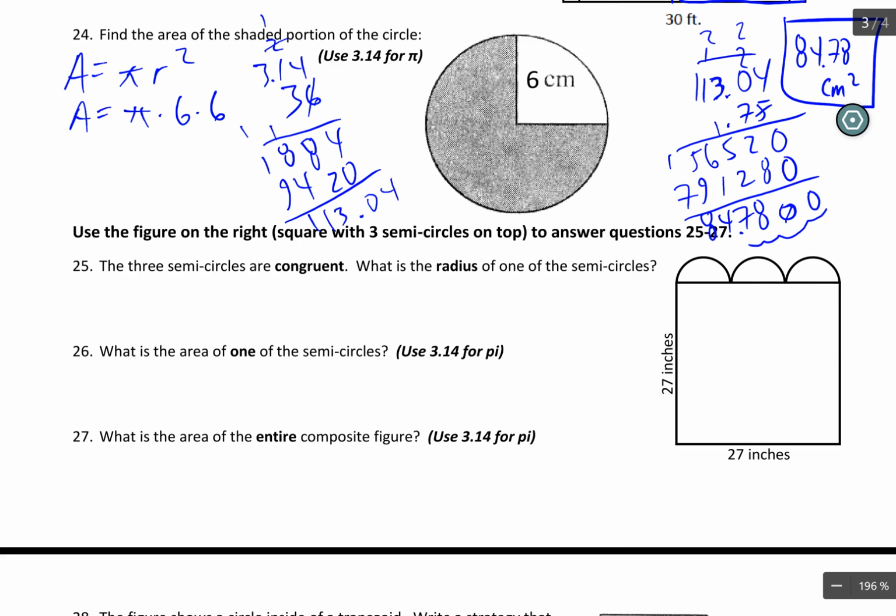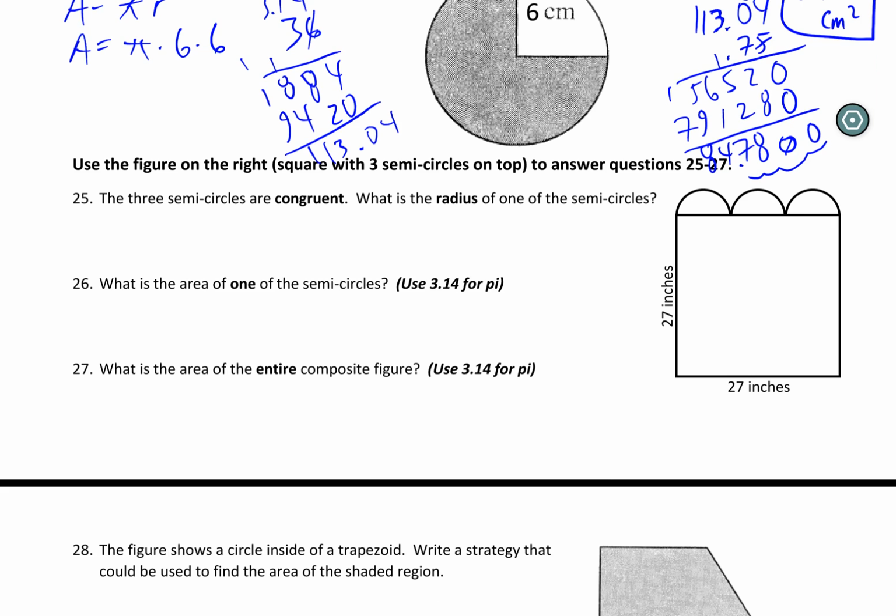So question 25, it says that the 3 semicircles are congruent. So I have these 3 semicircles up top here, and they are congruent, meaning they're all the same. I need the radius of one of the semicircles. It's sitting on top of a square, and it tells me that right here. So I know that this top side is 27. Well, 27 divided by 3 is going to give me 9. So these are 9-inch diameters. Then my radius, being half of a diameter, would be 4.5 inches.